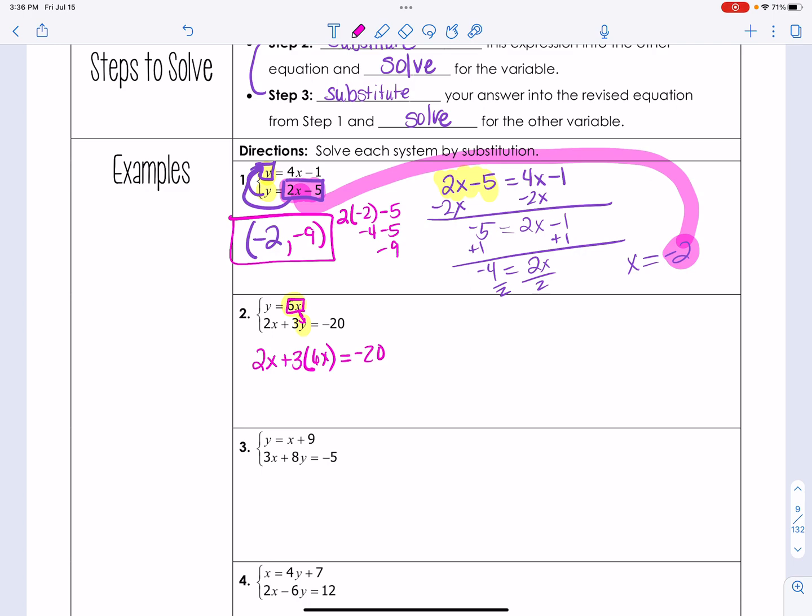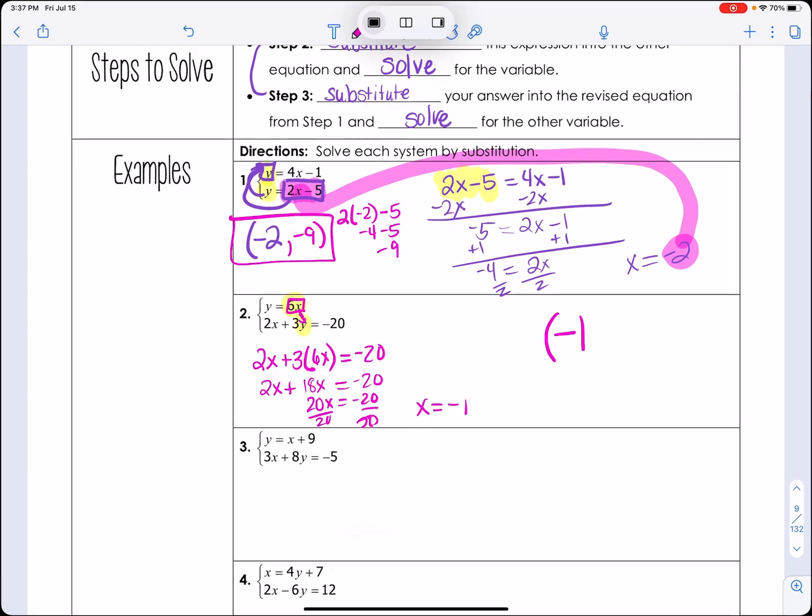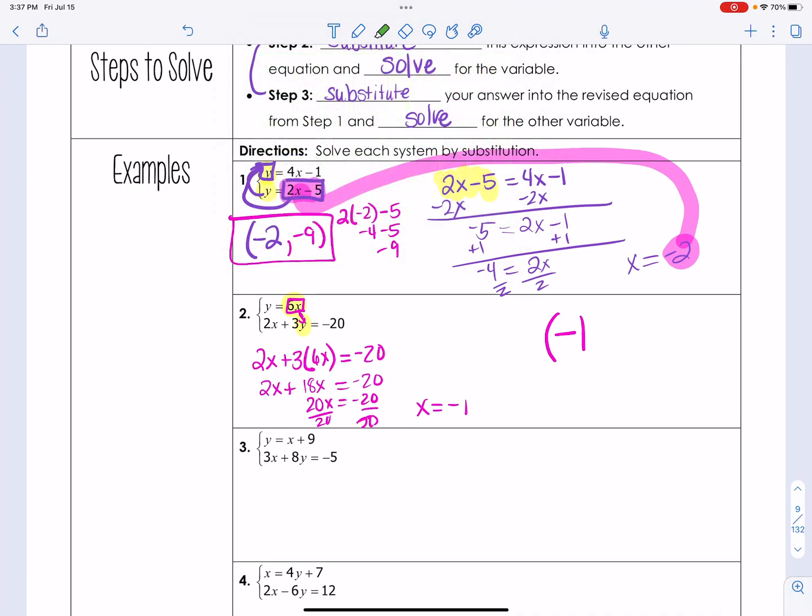Okay, so what I would like is just solving. So 2x plus 18x equals a negative 20. Like terms, 20x equals a negative 20. Divide by 20, and x equals a negative 1. So I know my x value is a negative 1. Okay, so now what I can do, since I know this, I can take it and substitute it back in there. So I'm going to have 6 times a negative 1. That's what y equals. So my y answer is a negative 6. So this, if I graph these two lines, if I would have solved the other one, I would have gotten that. But then I don't have to solve.